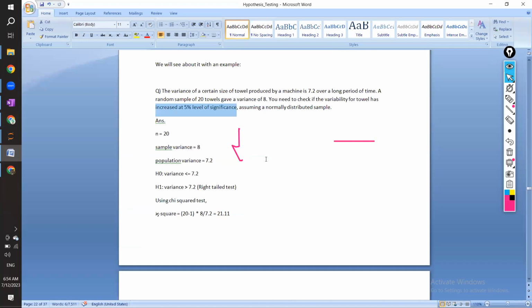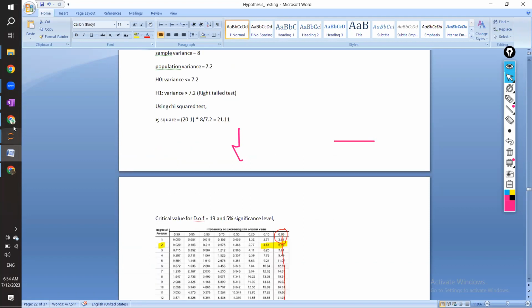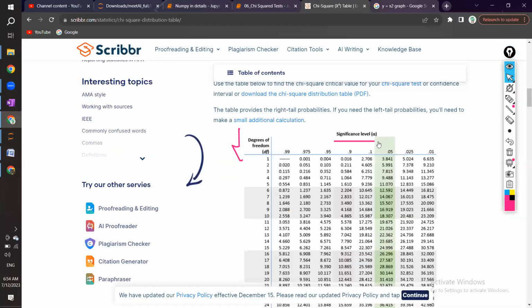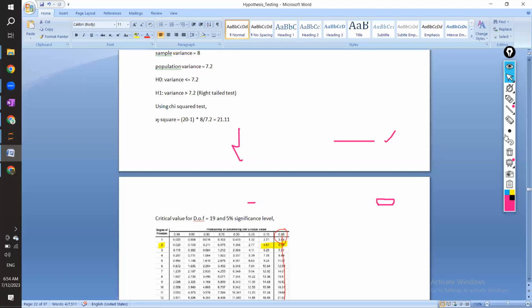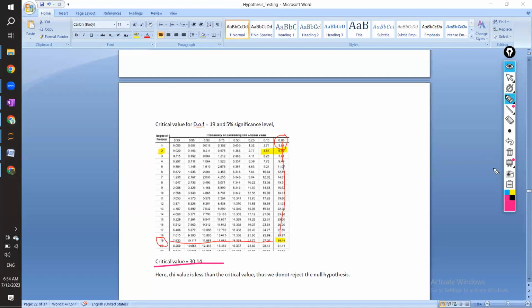Now, the degrees of freedom is the number of samples minus 1. The number of samples is 20, so 20 minus 1 will be 19. So 19 and 0.05 will be our search values. 0.05 is over here and 19 over here. This value is 30.14. So at 0.05 and 19, 30.14 will be our critical value.